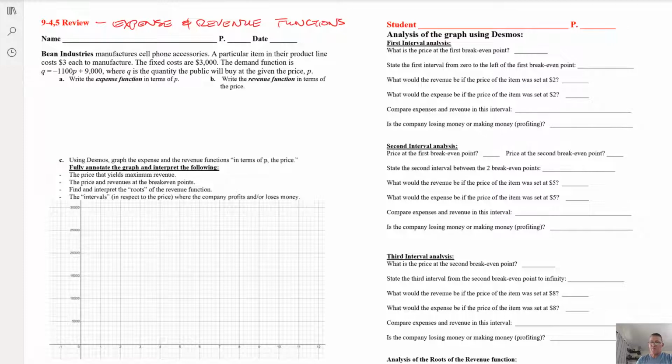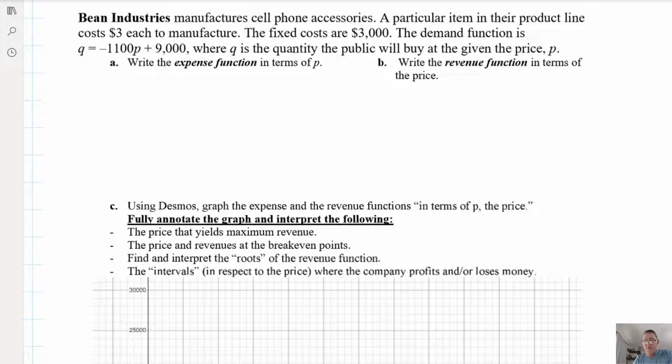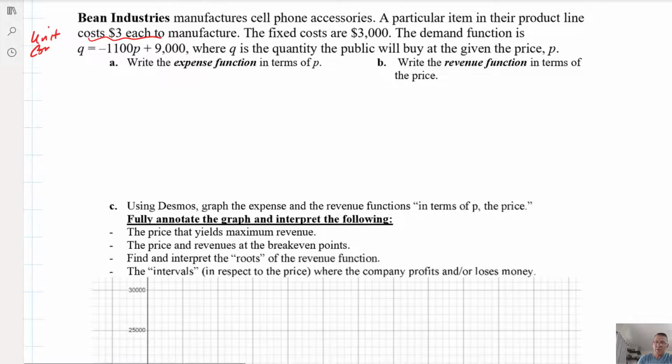All right, but let me just zoom on to the first portion of the problem here. So here we got Bean Industries here. Bean's one of those really successful industries in society here, and they manufacture cell phone accessories. So what's going on? A particular item in the product line costs $3 to manufacture. Right there, we know the unit cost. The unit cost of this particular item is $3 per accessory. We don't know exactly what it is, but it's a cell phone accessory. So per item, that's called the unit cost.